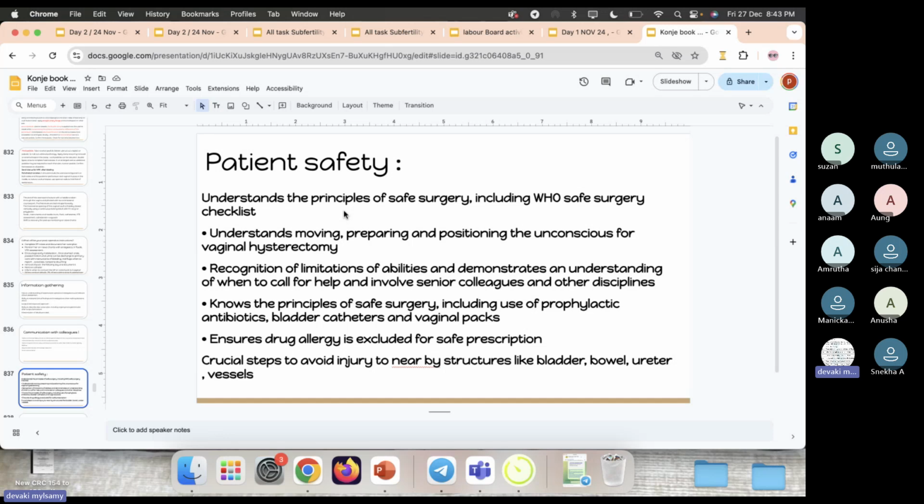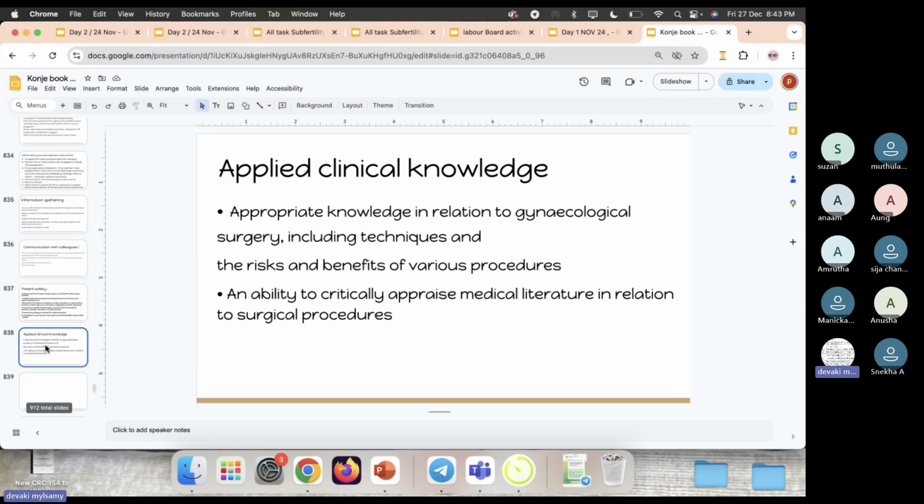Crucial steps to avoid injury to nearby structures like bladder, bowel, ureter, vessels. So while doing so, traction, counter traction, retraction of bladder, retraction of rectum. Whenever you are taking uterine vessels, how you take them plays a very important role, so as not to miss out. Applied clinical knowledge, appropriate knowledge in relation to gynecological surgery, including technique, the risks and benefits of various procedures, ability to critically appraise medical literature in relation to the surgical procedure. Okay.